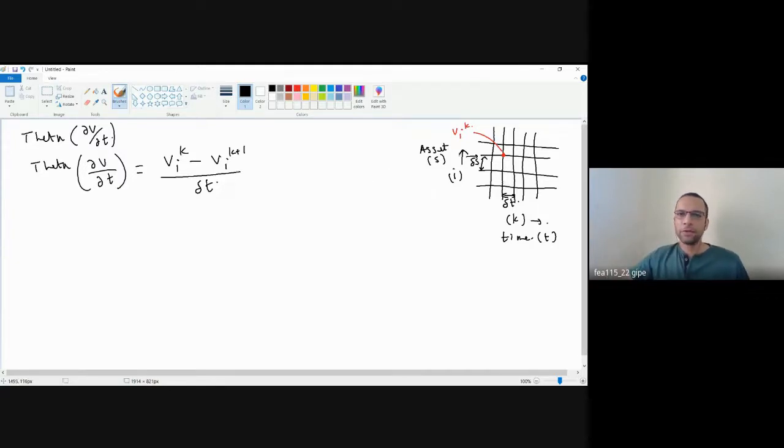I've simply tried to represent terms in terms of these V_i^k's and this delta t, because I have to somehow get rid of this continuous time representation and move on to something which I can solve via coding logic. So how to solve this, etc., we'll see in some time. But until then, we'll look at the other two terms as well.